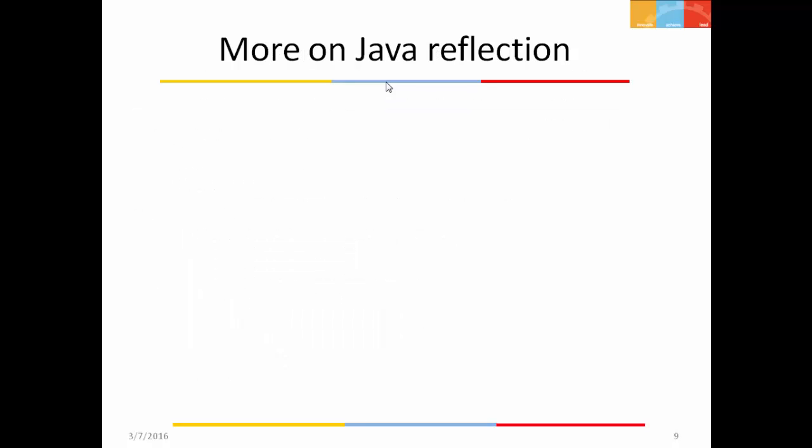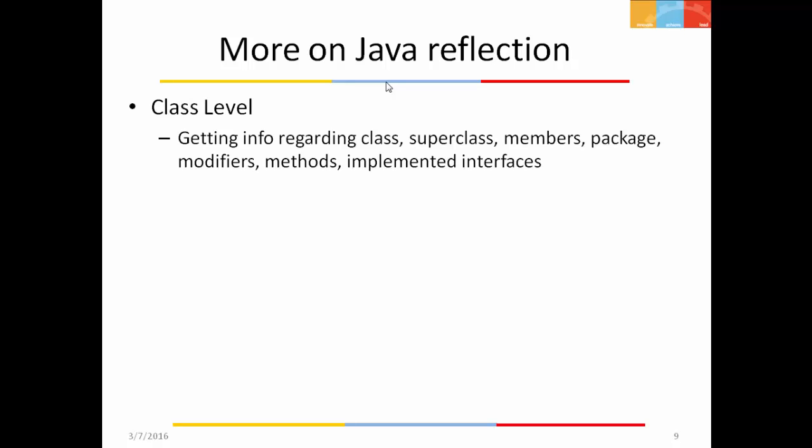We'll continue with Java reflection and some more features. Java reflection today supports querying of information about a particular class, method, package, etc. at different levels.